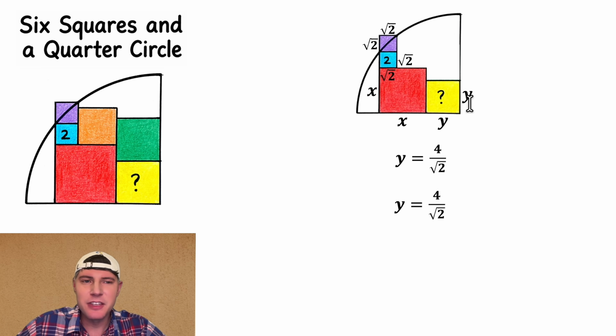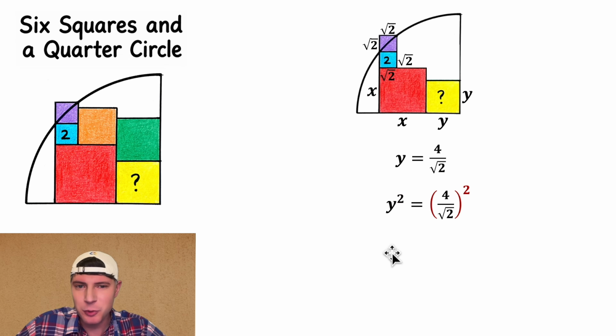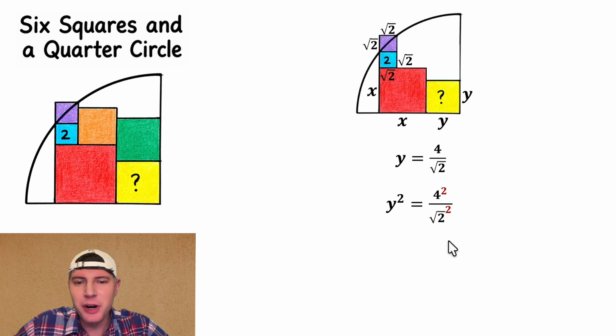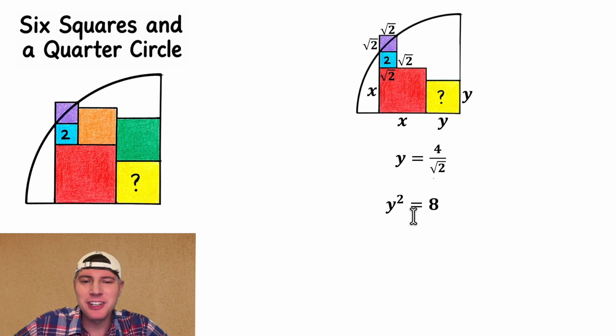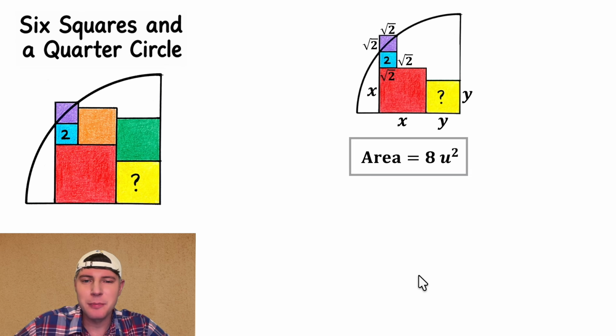Next, to get the area of this square, we can square both sides. On the left-hand side, we have y squared, which is the area that we need. And on the right-hand side, the square can go to both the top and the bottom, giving us 4 squared over the square root of 2 squared. On top, 4 squared is equal to 16, and on bottom, the square root and the square are going to cancel each other out, leaving us with 2. 16 divided by 2 is equal to 8, and y squared is the area of our square. Let's give it a label of square units and put a box around it.